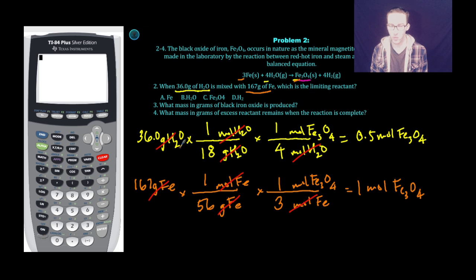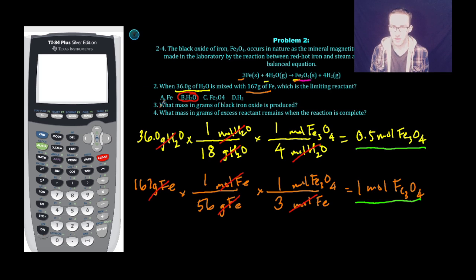So now let's compare the amount of our product that was made upon the reaction of 36 grams of water and 167 grams of iron. If the 36 grams of water had completely reacted, we would have made only 0.5 moles of Fe3O4. If we had completely reacted 167 grams of iron, we would have made a mole of Fe3O4. So obviously here, we make the smaller amount when we react the 36 grams of H2O. This indicates that it is the water that is limiting the production of our Fe3O4.